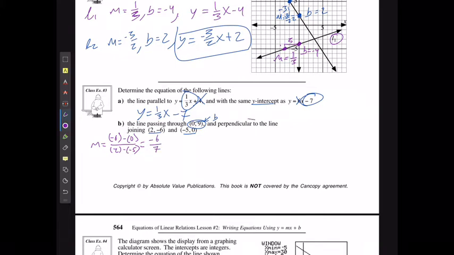If my line is perpendicular, then I need to take the negative reciprocal of this and say that my slope for the new line is going to be positive 7 over 6, because I need the perpendicular slope. So my equation is going to wind up being y is equal to 7 over 6 x, and then we solved for the y-intercept up here, plus 9.